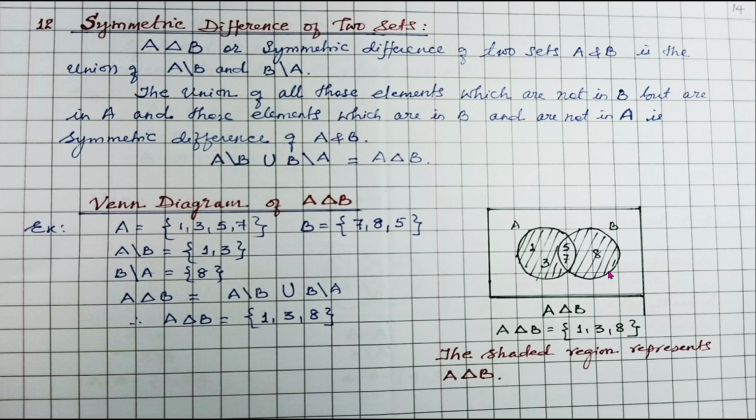1, 3, 8 is A triangle B. The shaded region represents A triangle B. The shaded region represents 1, 3, 8, and remember here the 5, 7, that is the overlapping region, is not shaded, because 5, 7 is not to be shaded here. It looks like it is being shaded, but the 5, 7 region, that is the overlapping region, is not shaded. Only the shaded region represents 1, 3 and 8, and therefore A triangle B is 1, 3, 8.